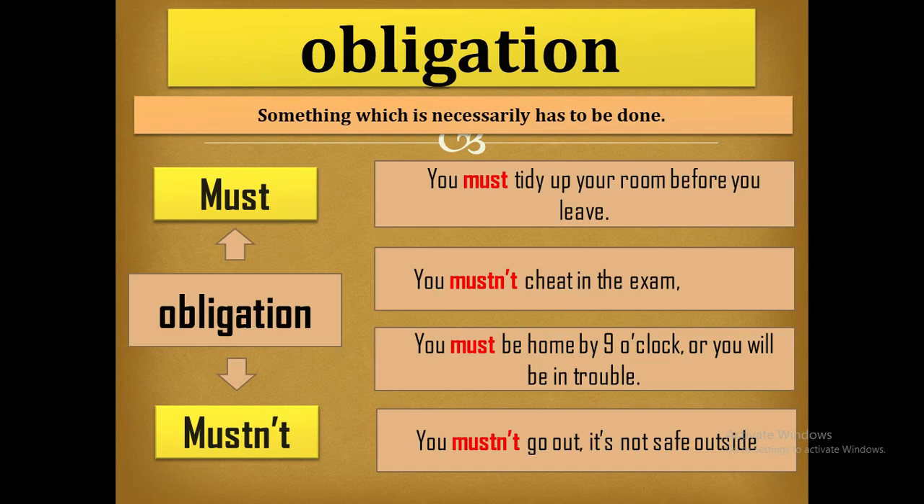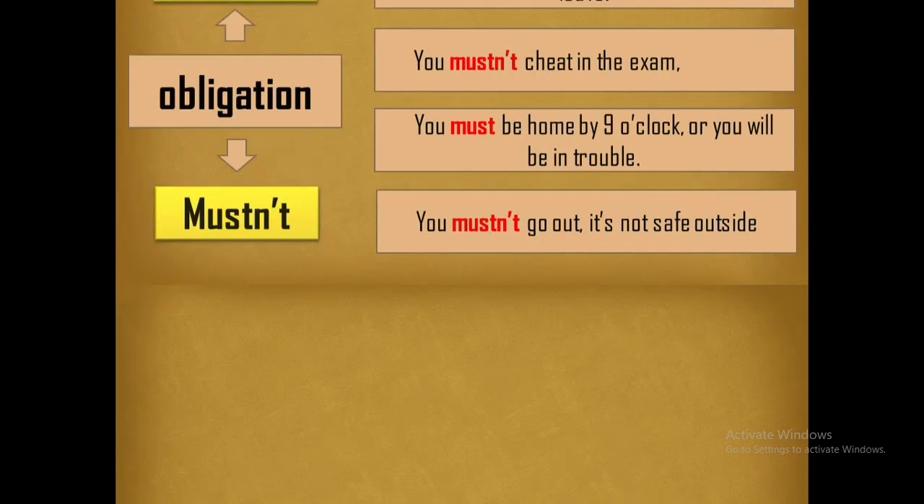Must and mustn't express obligation. Means when we use must and mustn't in sentences, we oblige someone to do something or to not do it.